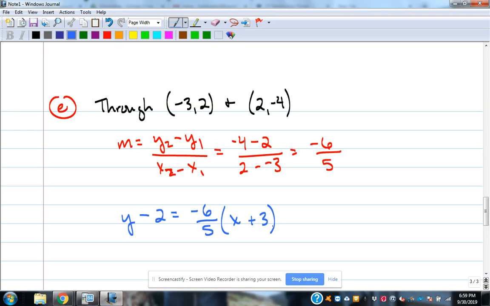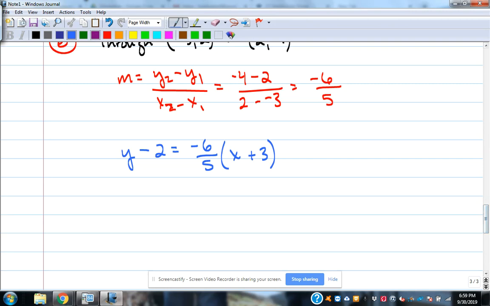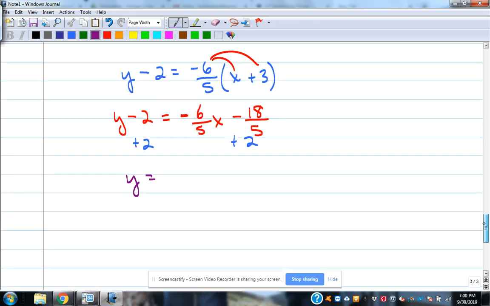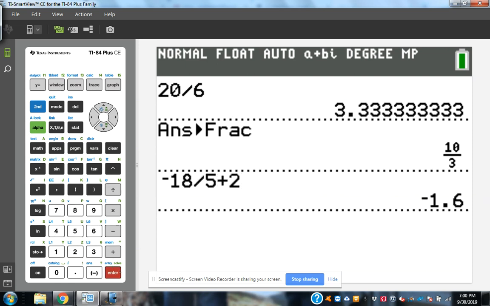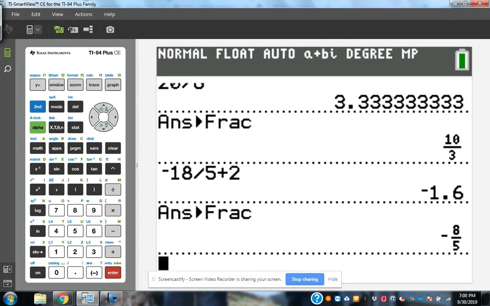Now I want to get it in slope-intercept form. What do I do? Distribute. If I distribute, -6 over 5x, there's my slope. -6 times 3 is -18 over 5. And I still got y minus 2 over here. That ain't slope-intercept form. It's close, but it ain't quite there yet. What do I need to do now? Add the 2. There's y by itself. That's what I'm looking for. -6 over 5x. And then I just need to do -18 over 5 plus 2. And then how do I turn that decimal back into a fraction? Math, enter. Thank you. -8 over 5.